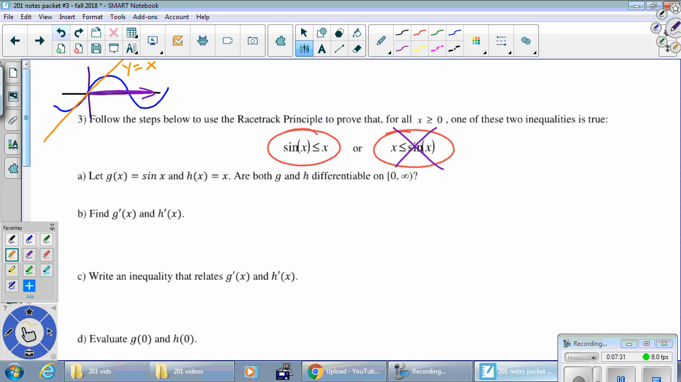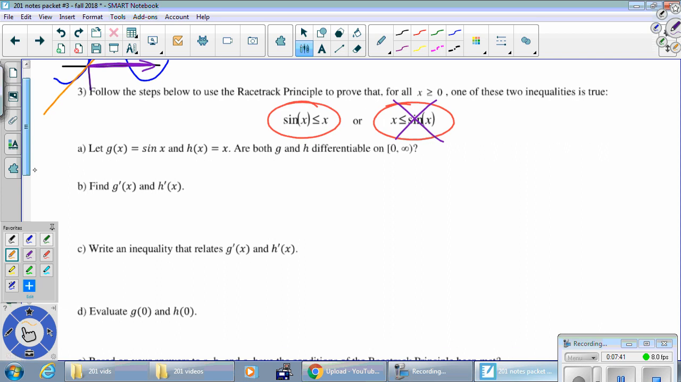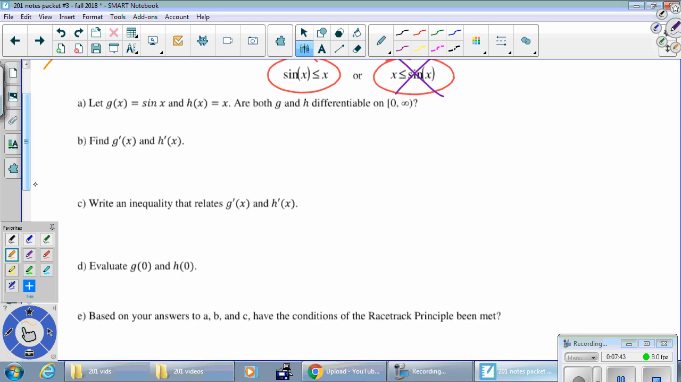So it might not be something you were aware of unless you really focused the graph in near the origin where you compare y equals x and y equals sine of x. But let's take a look at the process here, and we're going to prove that sine of x is always less than or equal to x if x is bigger than or equal to 0.